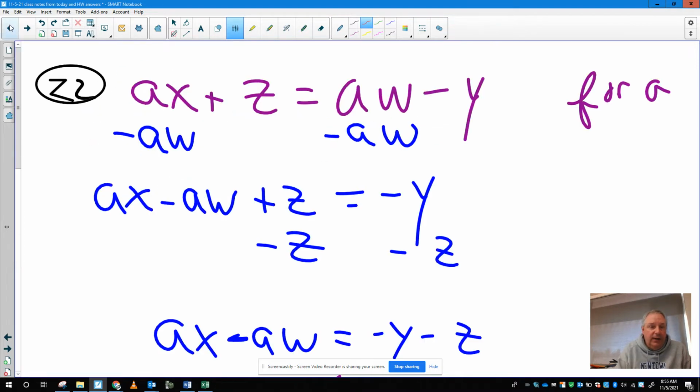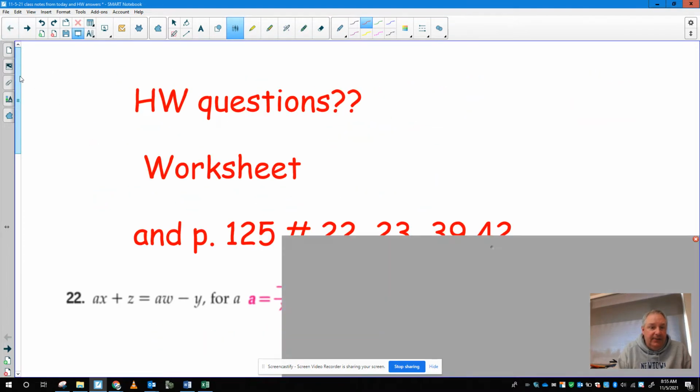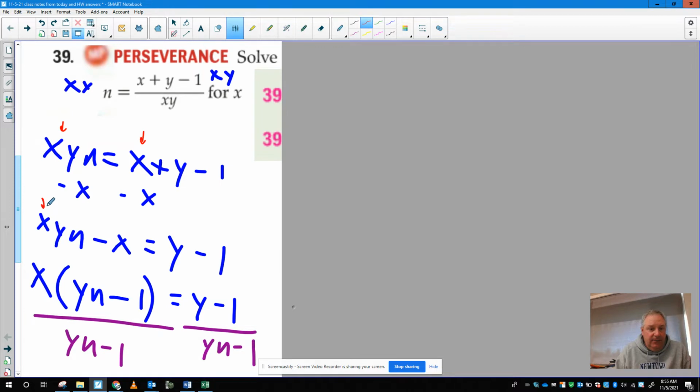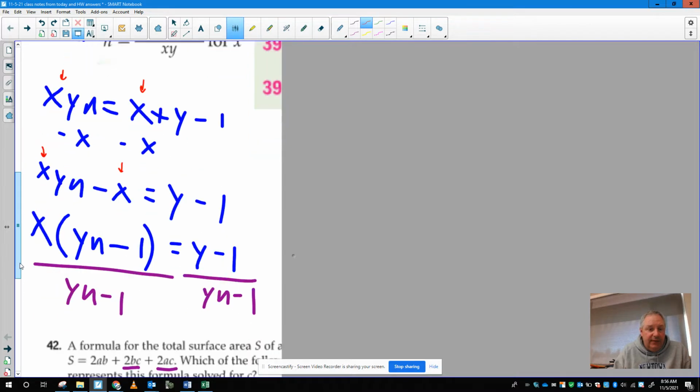So that's all we're doing here. I'm looking at this and I'm saying, okay, I have an x here and here. I have an x here and here. So now I can distribute in reverse. It's still called the distributive property, and put the x here. That would leave me with the y and the n and a 1. Then I can divide both sides by the quantity of xn minus 1. So that was my answer for that one.